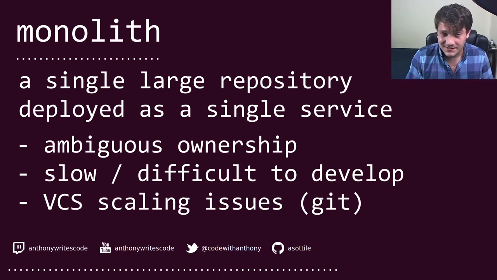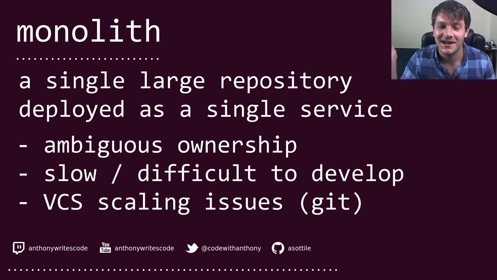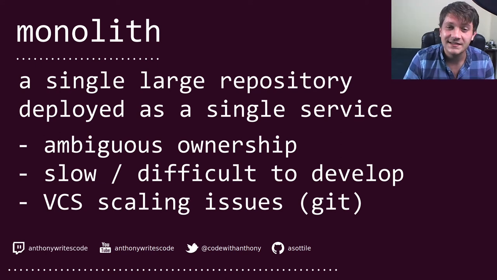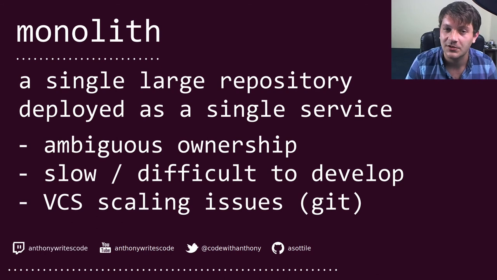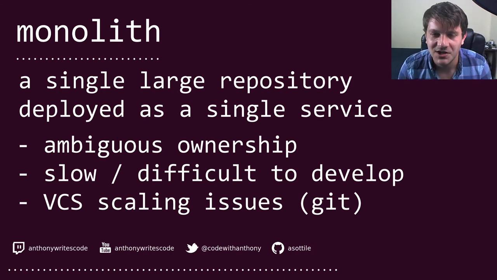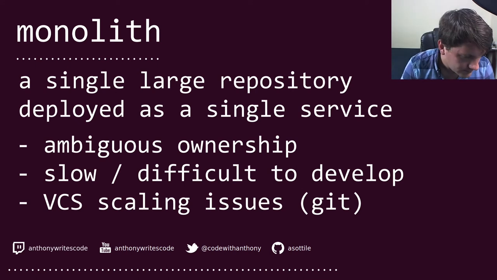But yeah, lastly, and there are many other problems with monoliths, these are just the three that I decided to throw out there. The last is, as a repository grows to a particular size, your version control system may have trouble keeping up with a particularly large repository. For instance, Git, although they've been making a lot of changes recently to support larger repositories, notoriously does not support big repos all that well.